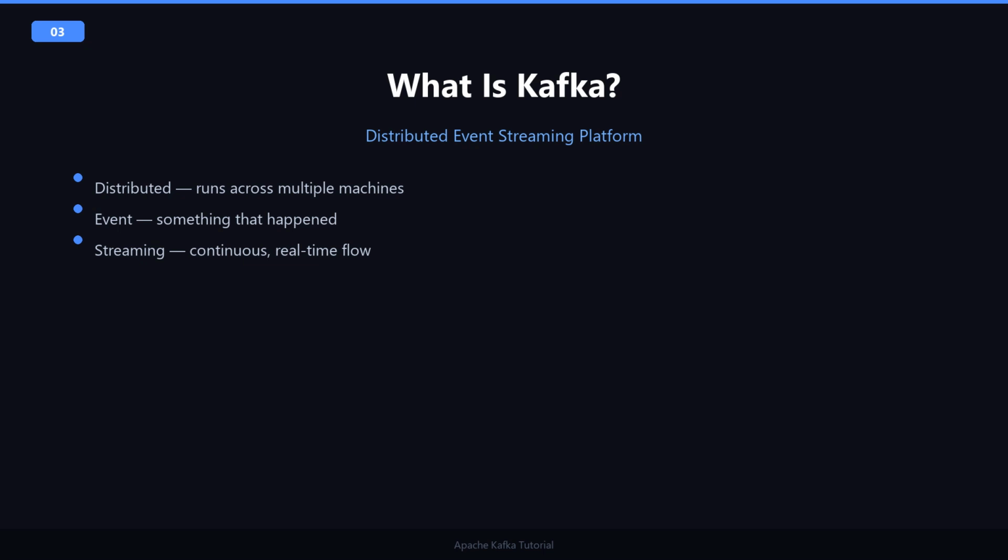Event means something that happened. A user signed up. An order was placed. A payment was received. Kafka deals in events, tiny packets of information that say, hey, this thing just happened. Streaming means this happens continuously, in real time. Events flow through Kafka the moment they happen, like a river that never stops.